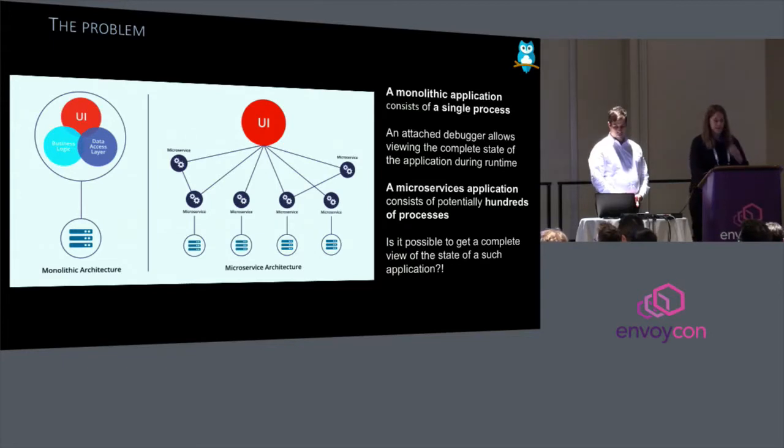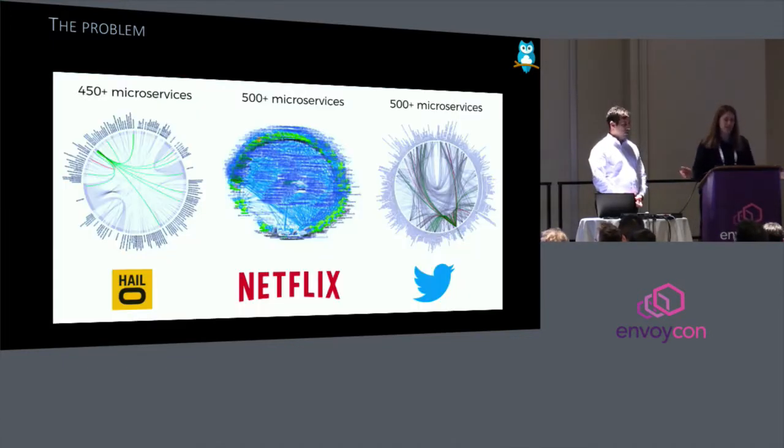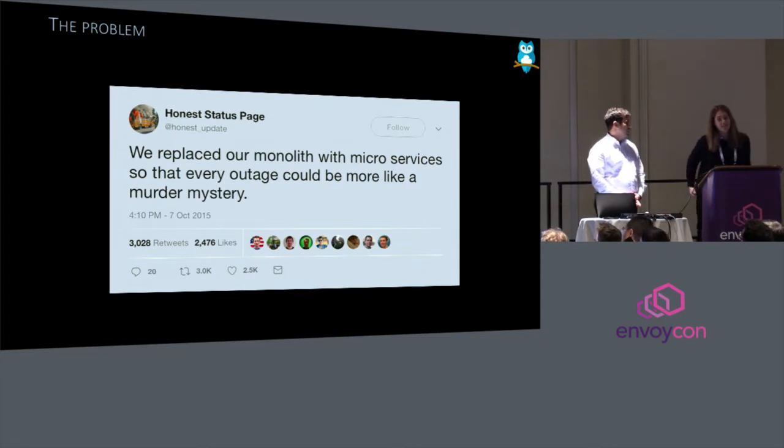Because now we have a lot of little microservices, and you kind of lose the big state of the application. Here we have 7 microservices. Usually it's much more. It looks something like that. And then you see a lot of people tweeting something like that, because this is a real problem.